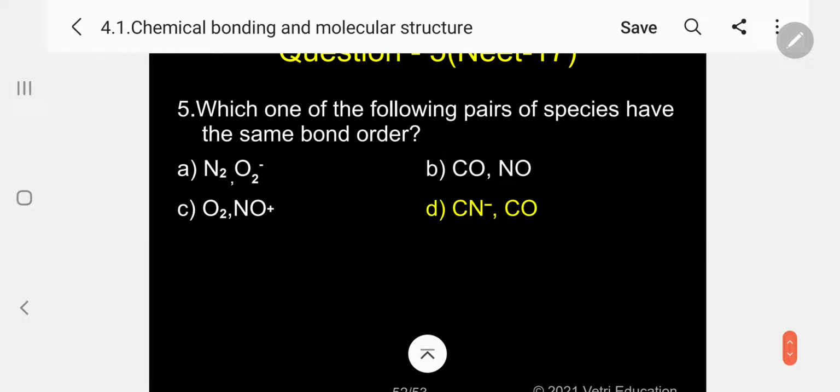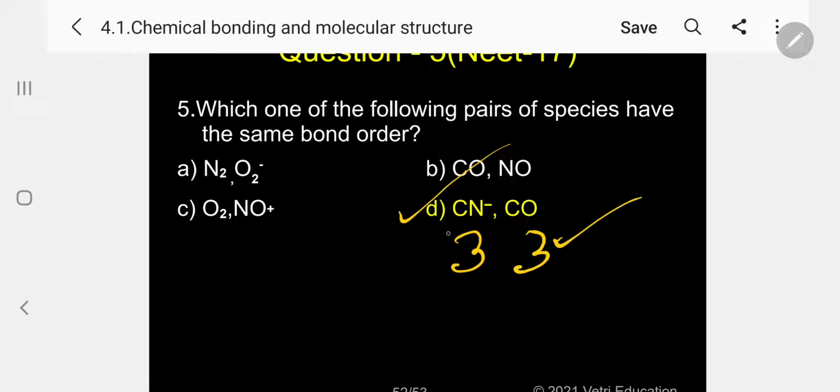So now the correct answer is CN minus and CO, both having bond order 3. Kindly follow. It is the same bond order, as I have already predicted. Simply see here without drawing a diagram. Carbon is 2, oxygen is 4, 4 plus 2 is 6, 6 by 2 is 3. Then carbon 2, nitrogen 3, 3 plus 2 is 5, plus 1 for the minus charge is 6, 6 by 2 is 3.